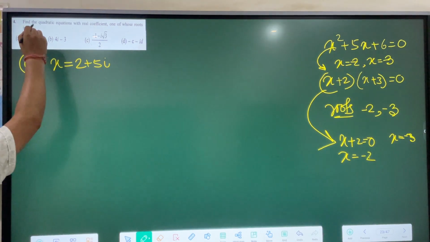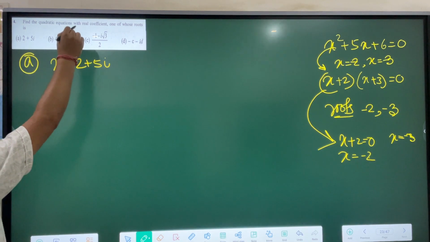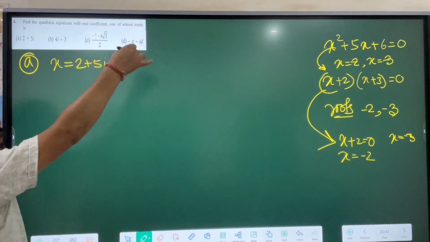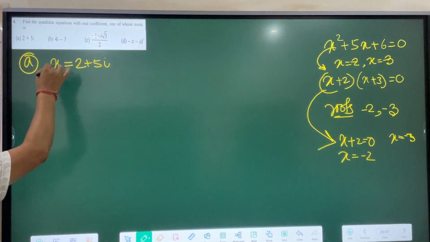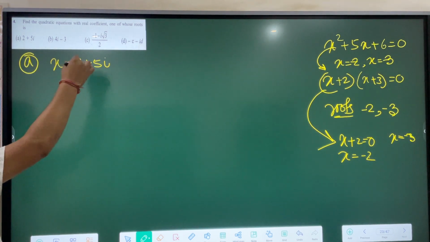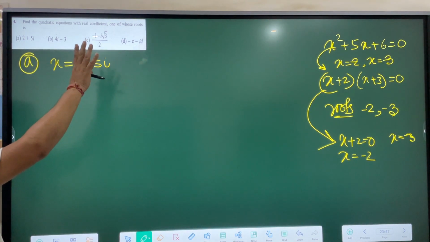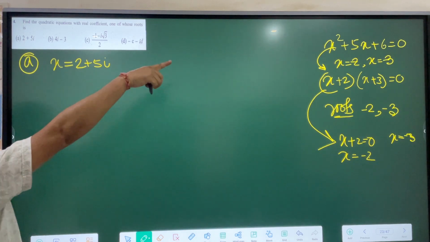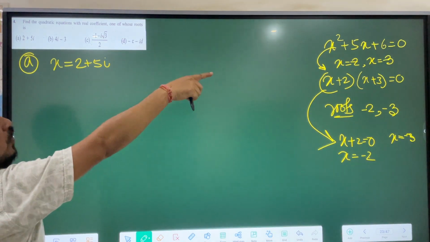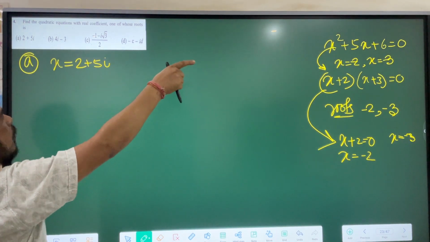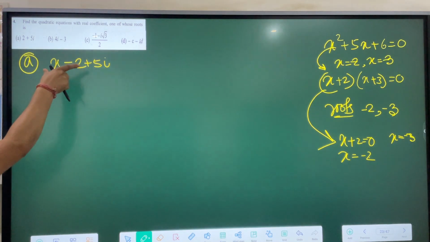Now, what we have to do? Find the quadratic equation. You have to find the x square plus like that. Because x is there, I have taken x, so x square. If I take y, then y square you will get. We will get 3 terms: x square plus 2x plus 3, like this. X square plus 5x plus 6 equals, this is the quadratic equation. We have to get this type of term with the help of this root.